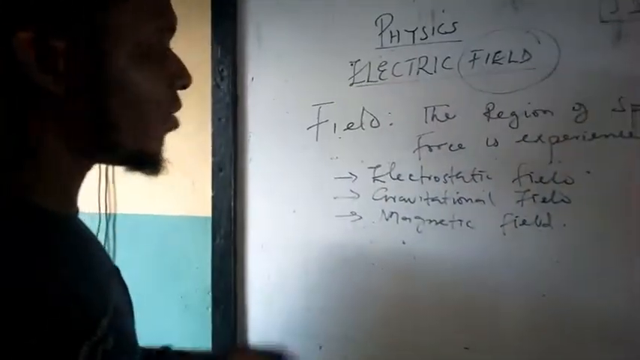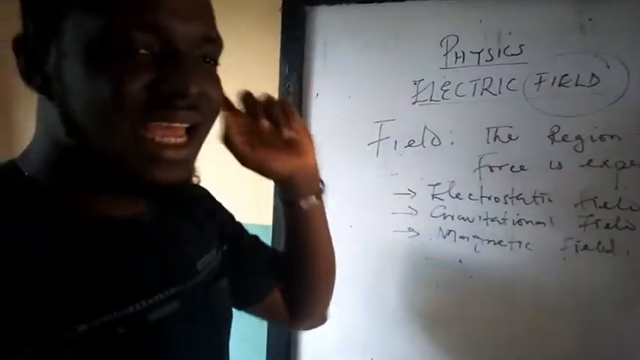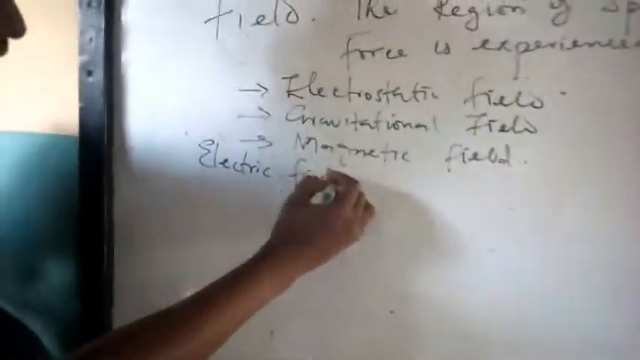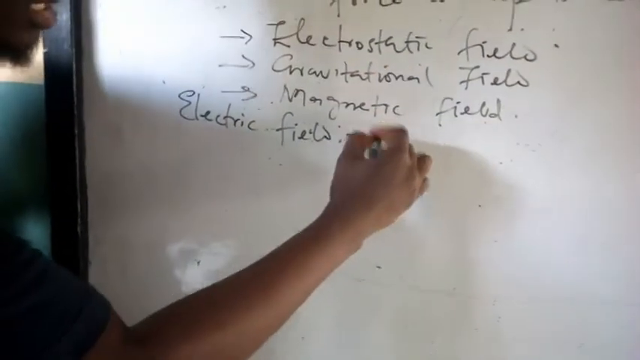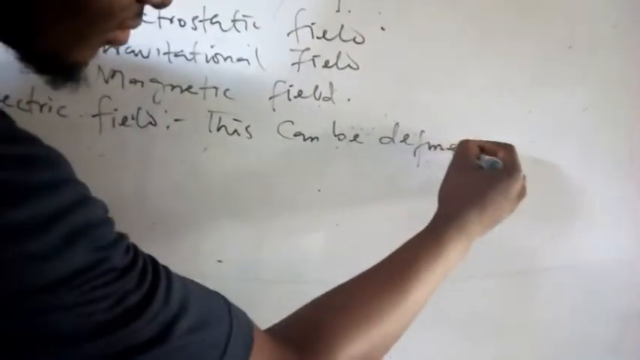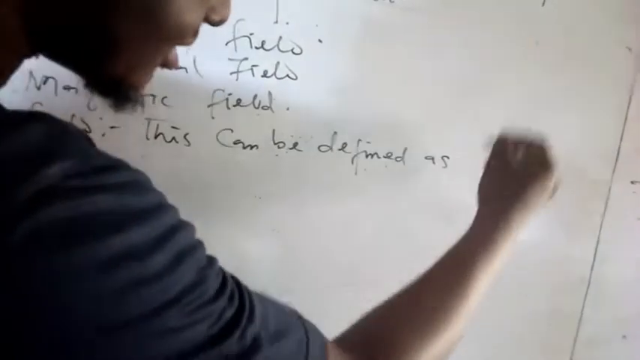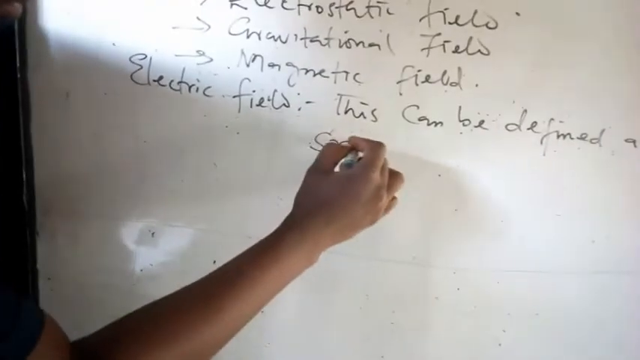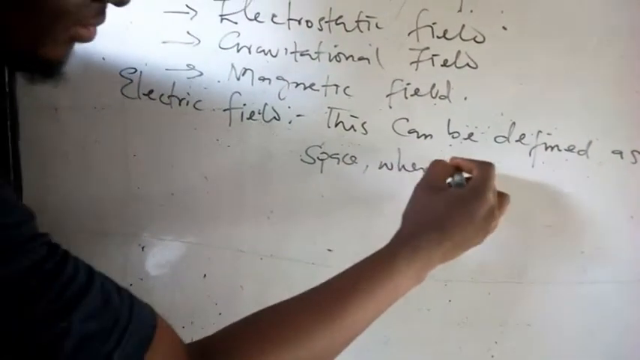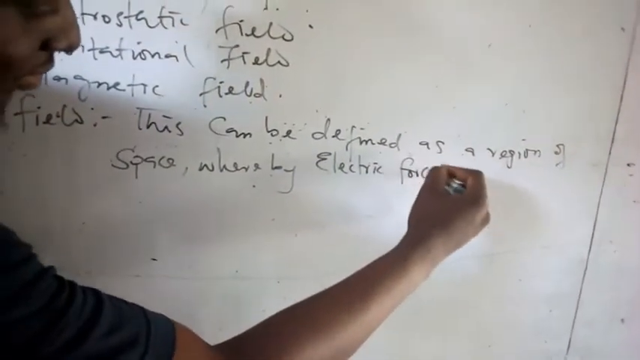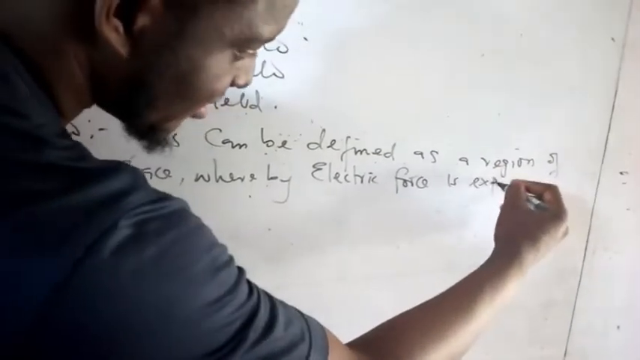So when we come to the topic here, we're going to be looking at electric field. So can someone write out the meaning of electric field for my explanation? This can be defined as a region of space whereby electric force is experienced. And you get your full mark.